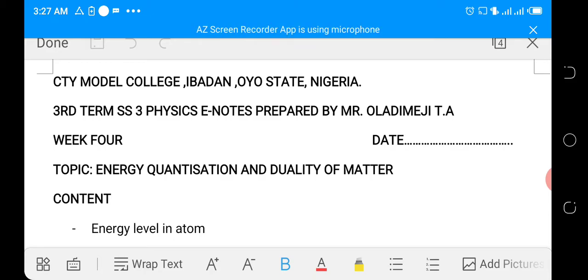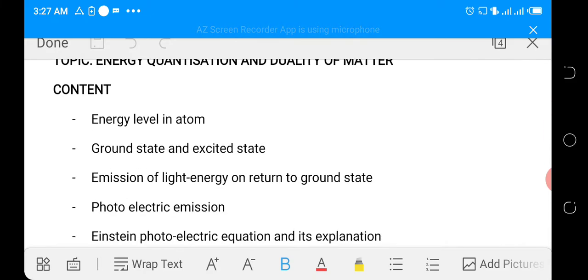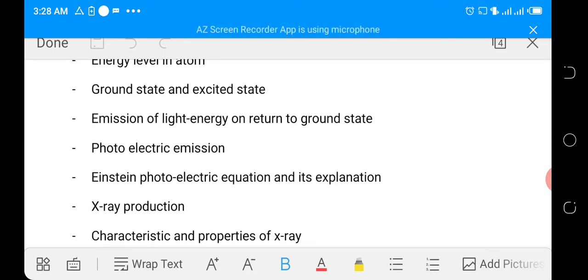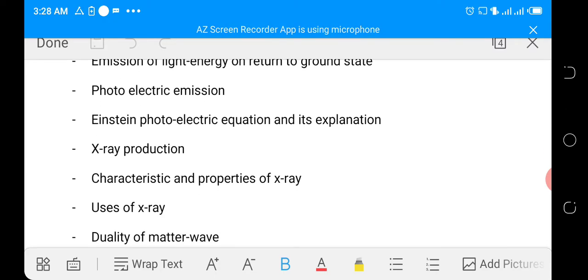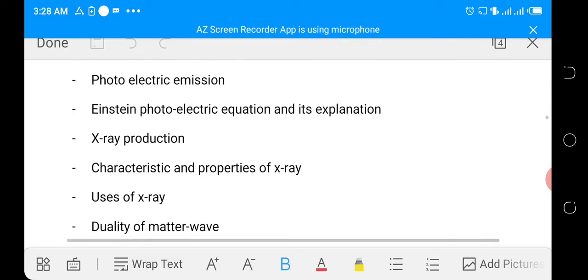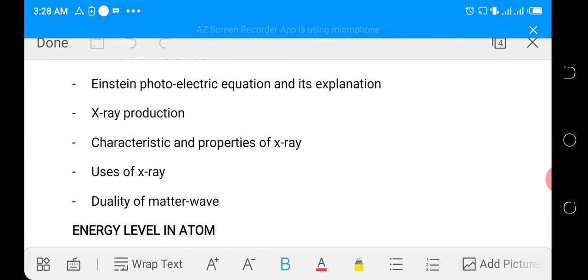And under this topic, we are going to consider the following subtopics: energy level in atom, ground state and excited state, emission of light energy on return to ground state, photoelectric emission, Einstein photoelectric equation and its explanation, X-ray production, characteristics and properties of X-ray, uses of X-ray, duality of matter and waves. So let's begin.